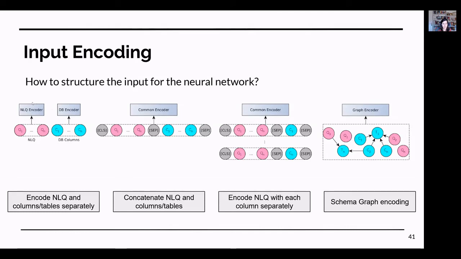The first possibility is to use two different encoders, one for the natural language question and another one for the column tables of the database. Now, the second approach is to do exactly the opposite: concatenate the question with the information about the database schema and give this input to a common encoder. Another approach that we're going to see is to do something in between the two other approaches and encode the NL question with each column separately and feed this into a common encoder, one after the other. The last and more sophisticated option is to try to encode the whole schema graph. And as we're going to see, this is the richer approach that we have now in our hands.